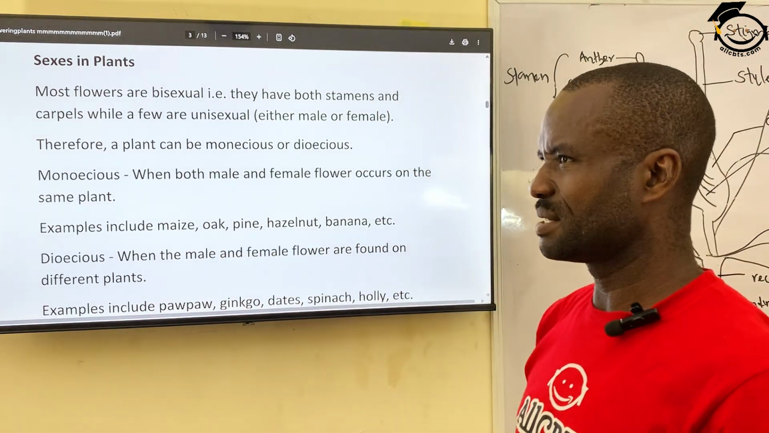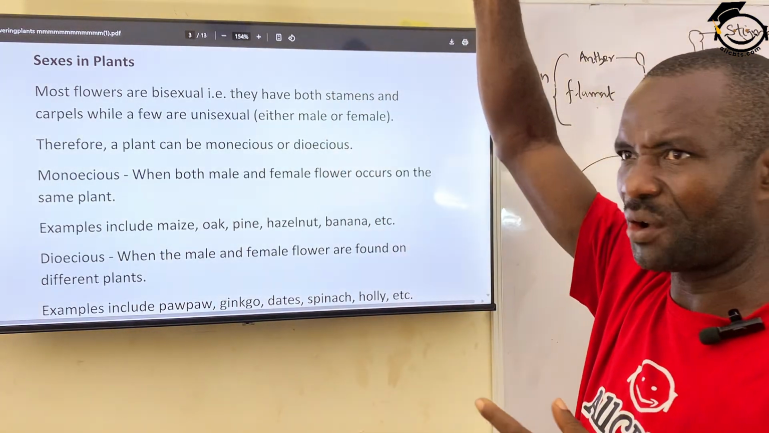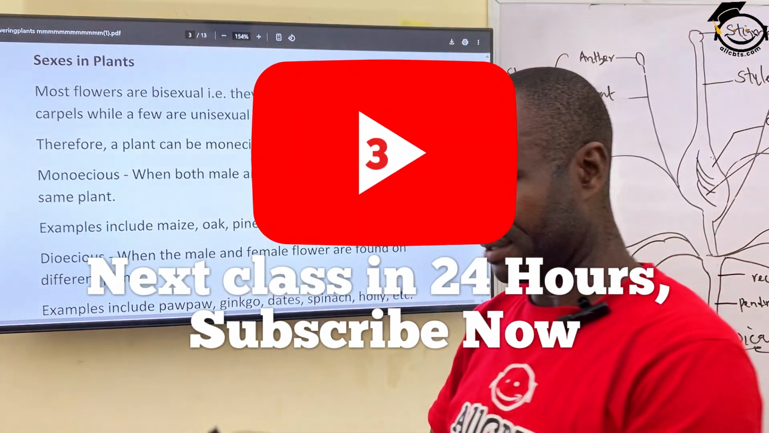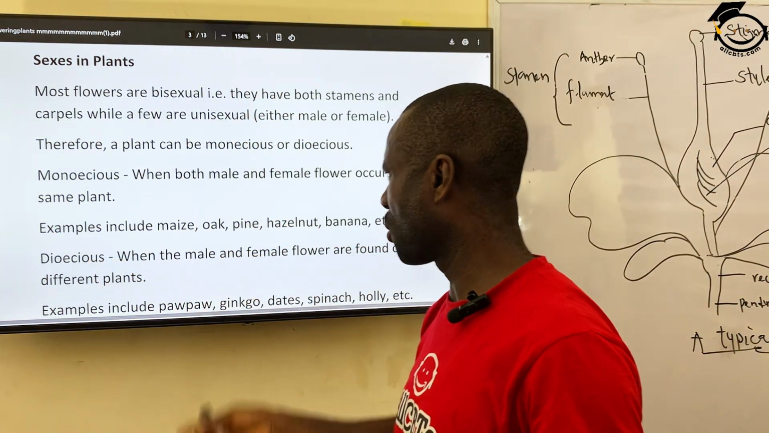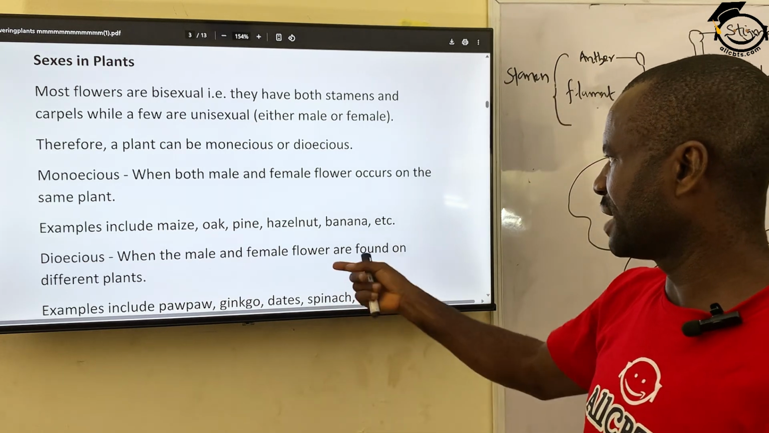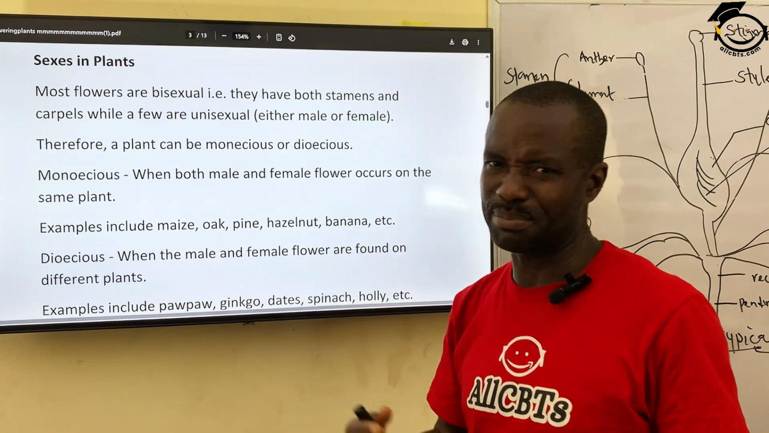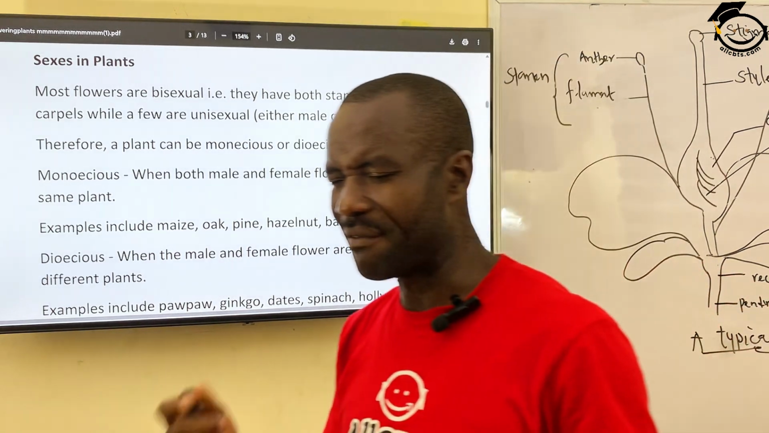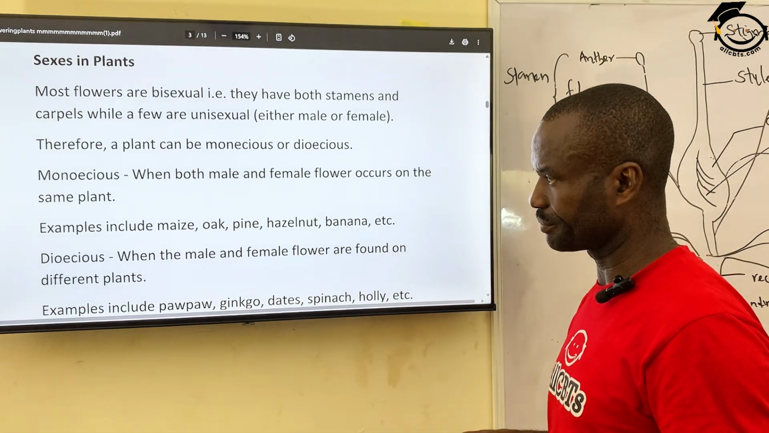Examples are maize. If you look at maize, maize has the male inflorescence at the top and the female at the middle of the maize. So maize, oak, pine, hazelnut, banana, etc. are examples of monoecious because these plants have both male and female sex organs in one plant.